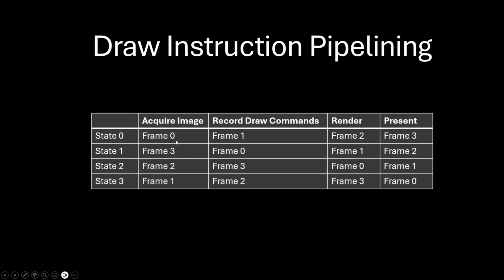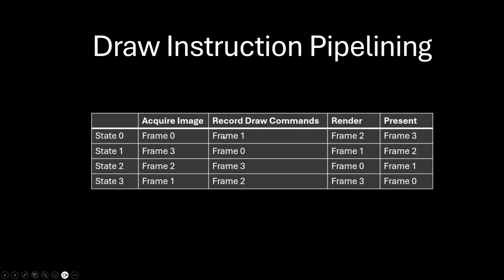So what I'm doing is I'm treating the renderer like a state machine. And the different states that I can have are the different configurations within the pipeline. Let's look at state 0, for instance. Within state 0, we have what we call frame 0, and we can be acquiring an image for that frame.